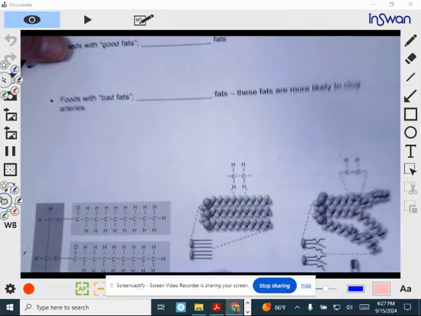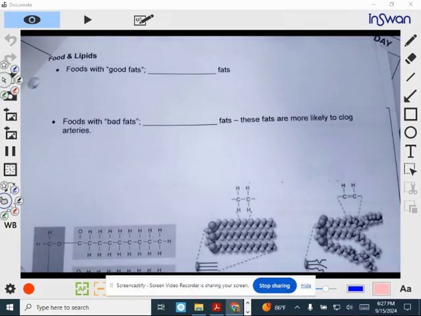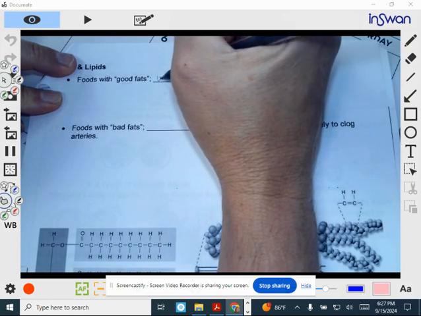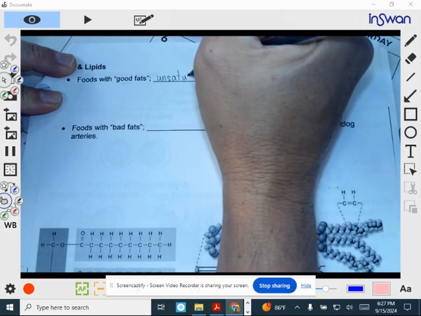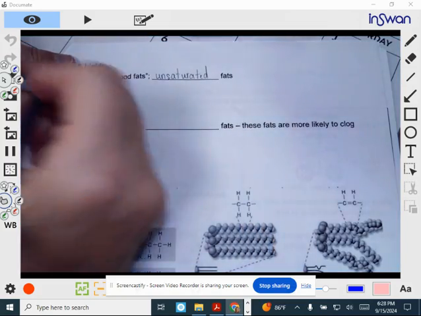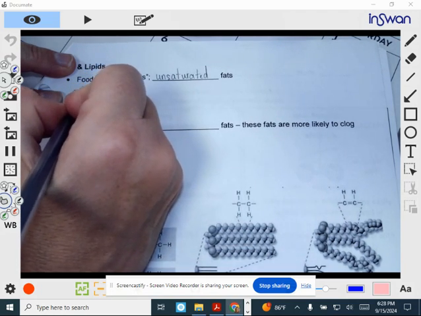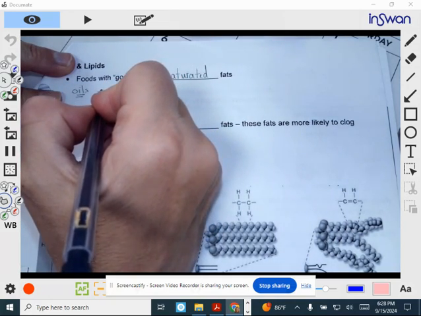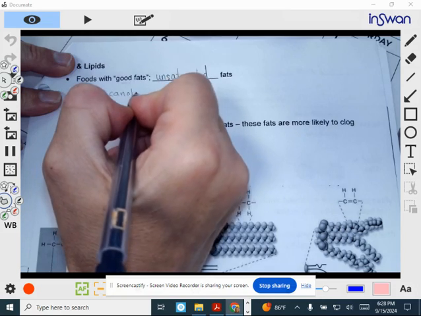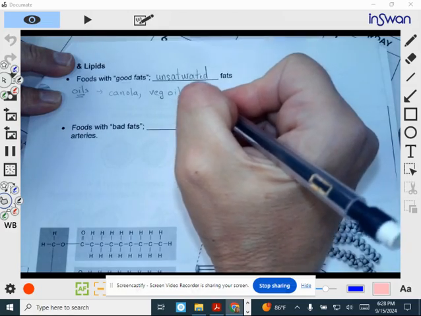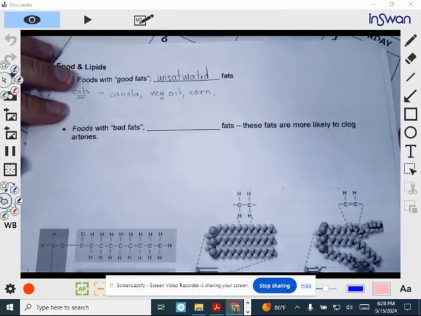And the last thing we want to talk about, since we're talking about fats, is fats that are good for you, and then fats that aren't so good for you. Now, the good fats that we're talking about are unsaturated fats. These foods are going to be liquid, or your oils, at room temperature. So let's think of the oils that you cook with. There is canola oil, vegetable oil, corn oil, sesame oil. I can go on and on and on. Olive oil.